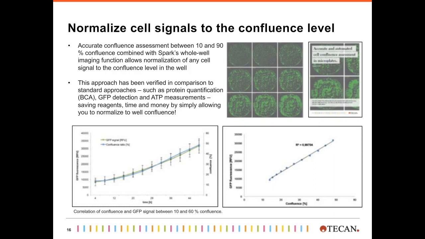So this clearly shows that just by measuring the confluence level of the whole well using the Spark, that can be used to normalize on every possible assay signal coming from the same cells in the well. And what you skip is, of course, an additional assay. You save reagents and money, and that is very convenient and very helpful in an overall workflow.